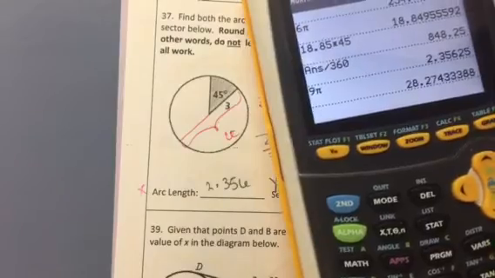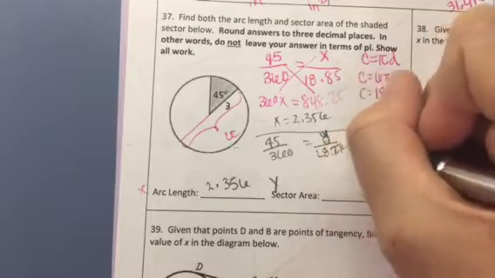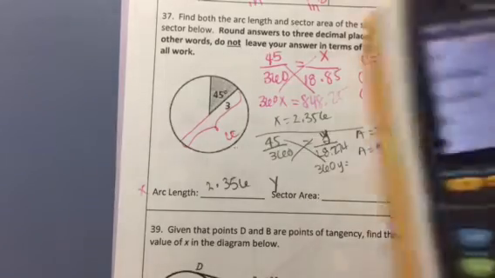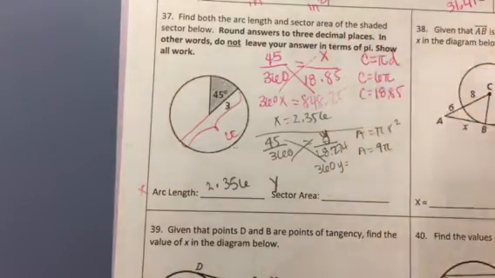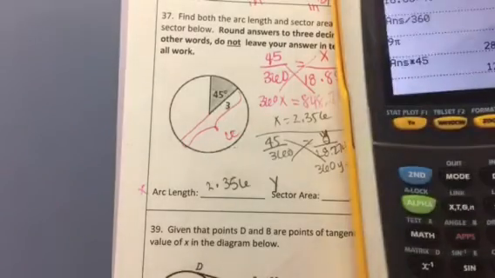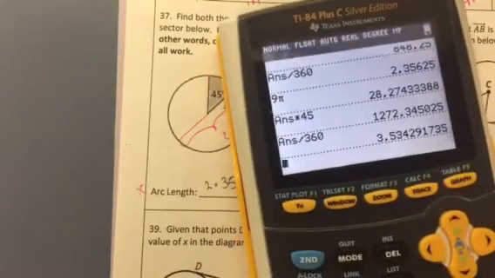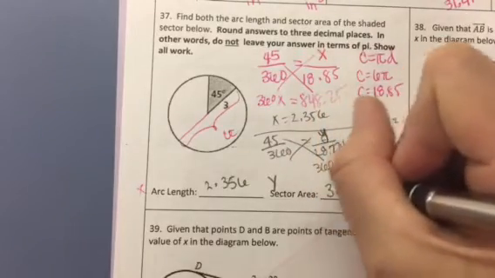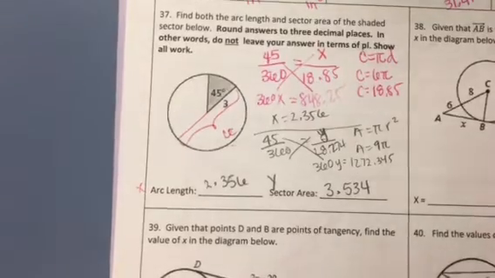So I'm going to use 28.274. All right, I'm going to cross multiply and get 360y equals 28.274 times 45, which is 1272.345. Divide both sides by 360 to find y. Voila. y is equal to 3.534. Okay, number 38.